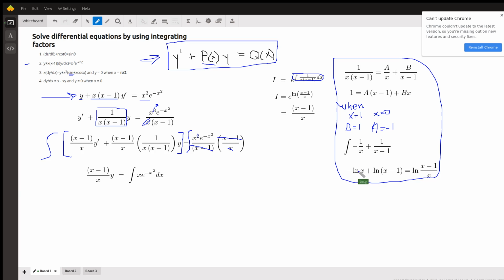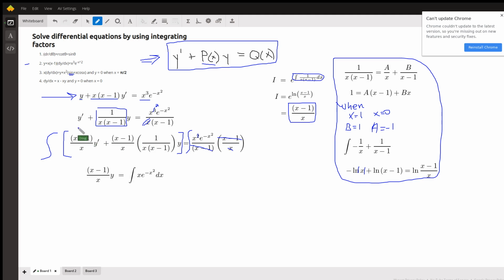I can write that the antiderivative of minus 1 over x is minus ln of x. I left out the absolute value symbols. And then if I use properties of logarithms, I can write this as ln of (x minus 1) over x. That's what we have here. And e to the ln of anything is the anything. So there's your integrating factor right there.